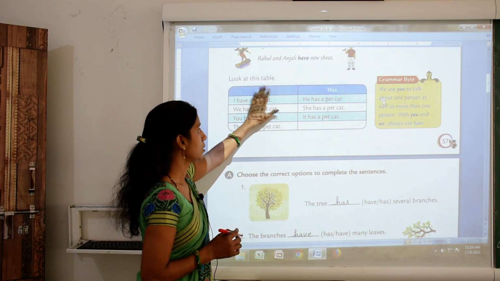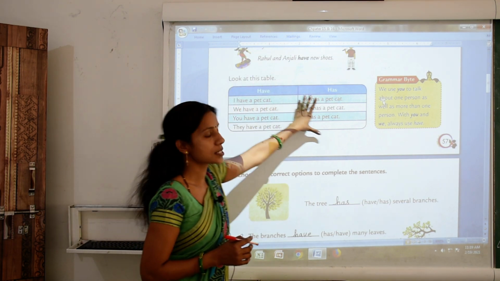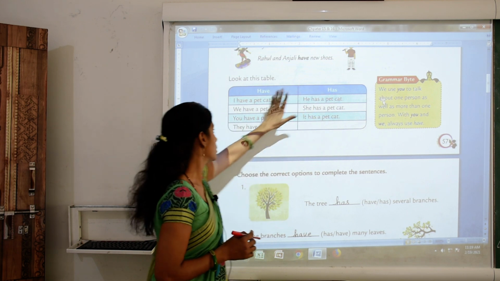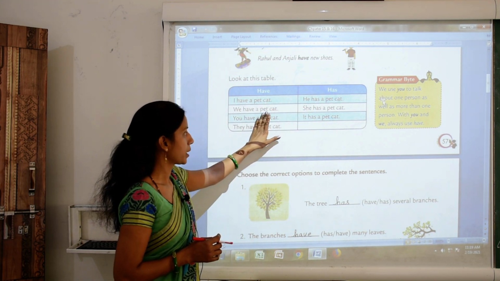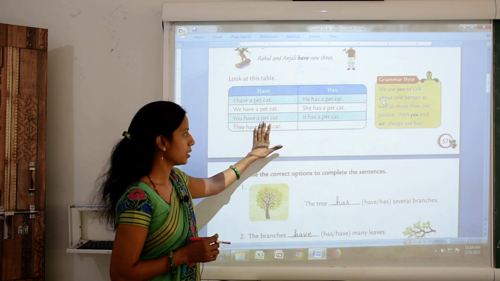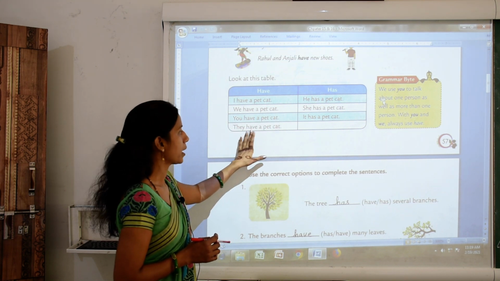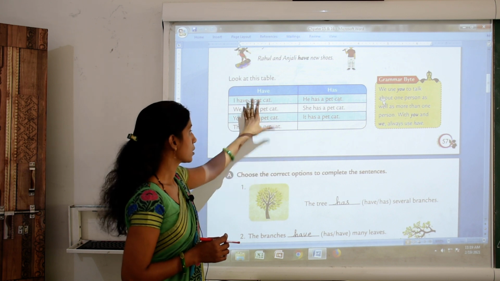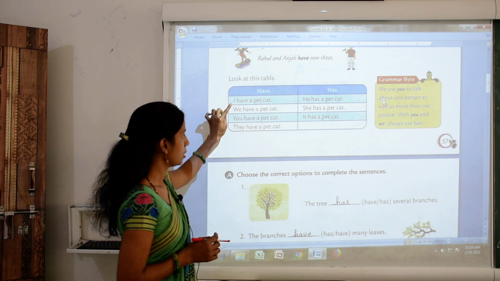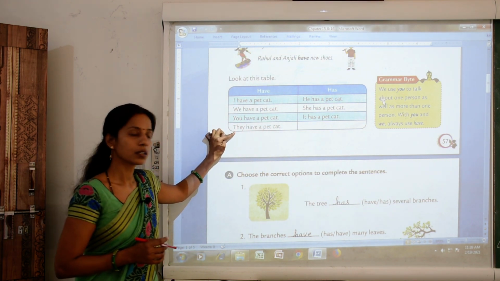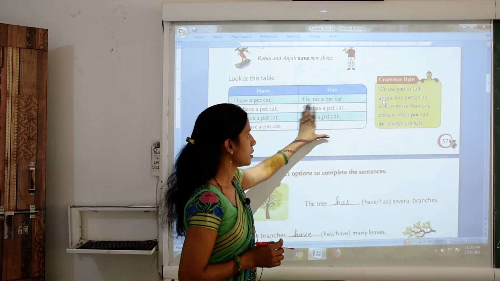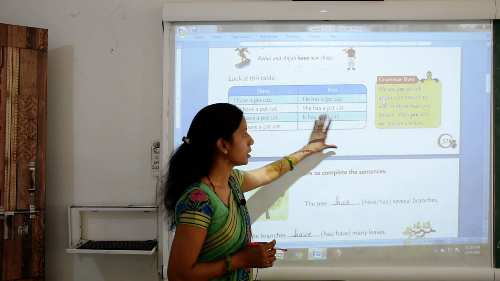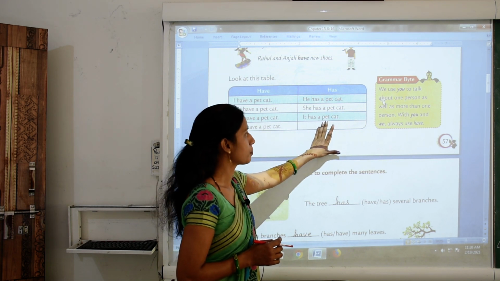Look at this table. Here we use have and on this side we use has. I have a pet cat. We have a pet cat. You have a pet cat and they have a pet cat. So here we use have with I, we, you and they. And in this sentence, he has a pet cat, she has a pet cat and it has a pet cat.